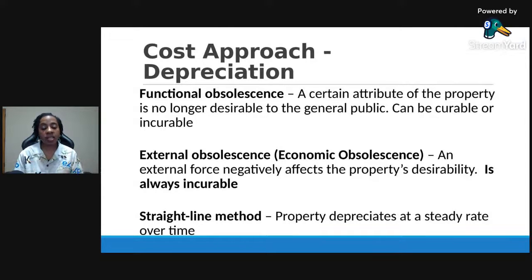Or let's say that they decide to build a highway by you, or let's say the government decides to buy one of the homes by you and make it a halfway house for people who are coming out of jail and reintegrating with society. So things like that are outside of your personal control, and so that will fall under external obsolescence.